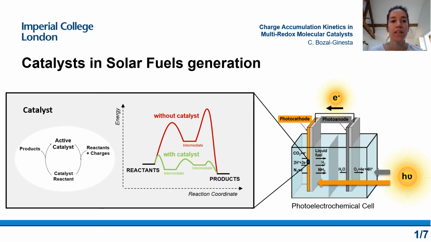But even in the presence of a catalyst, the intermediates that are most likely hindering multi-redox reactions are multi-reduced and multi-oxidized intermediates, because they tend to be quite unstable, and in particular in photoelectrochemical cells they can easily react with charges of the opposite sign that are nearby. So in this work what we try to do is to better understand the behavior of multi-reduced intermediates in molecular catalysts.